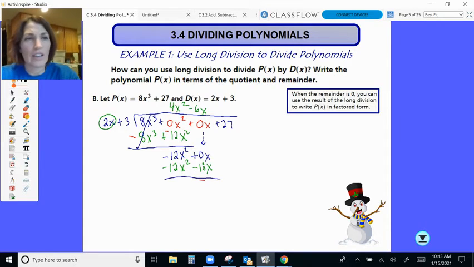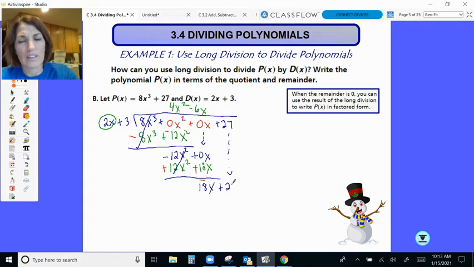And I'm going to go ahead and change my signs. That becomes a positive. That becomes a positive. And add those. So that becomes 0. And this becomes a positive 18x. I'll bring down my last term here, plus 27. And then I'd start all over again.